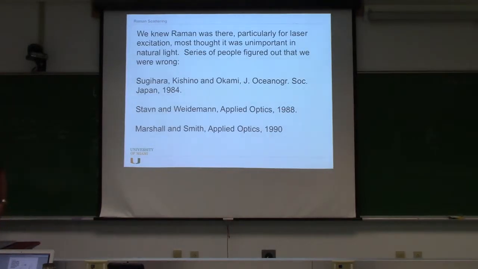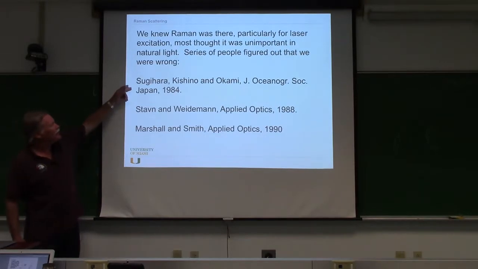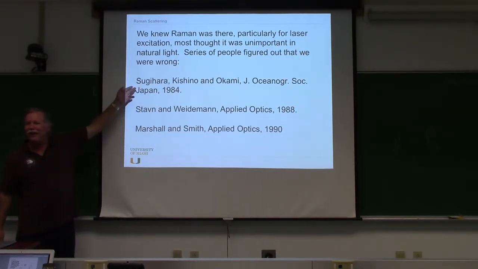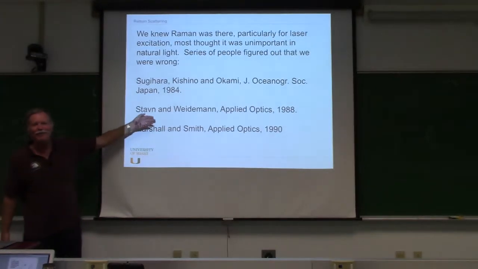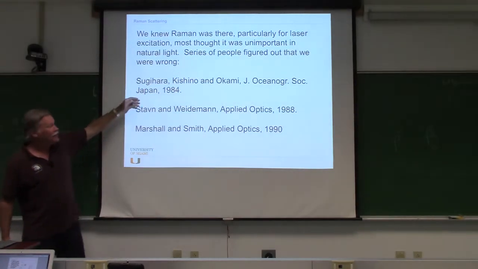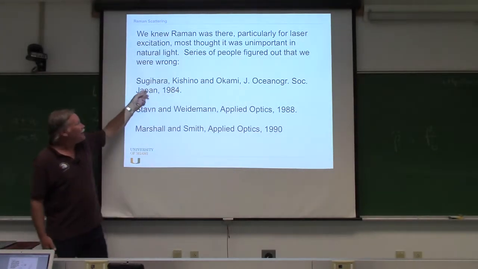Well, everybody knew Raman was there, particularly for laser excitation, but nobody thought it was very important. A series of people figured out that we were wrong. Unfortunately, this paper in the Japanese Oceanographic Society wasn't well known. People didn't seem to know about it until after these papers, and then they looked back and realized that these guys had already figured it out. They had a paper in 84.